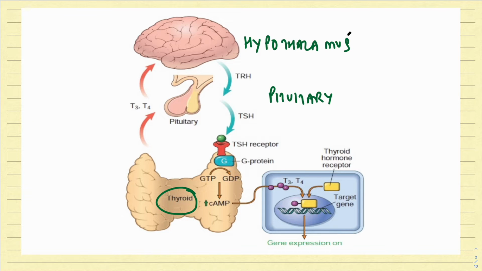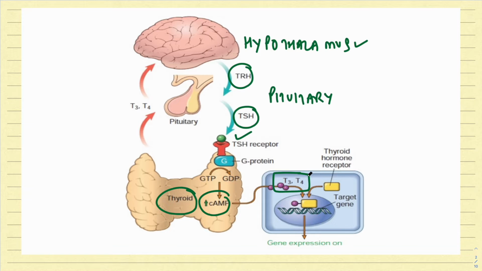Normally the hypothalamus secretes thyroid releasing hormone, which acts on the pituitary, and the pituitary releases thyroid stimulating hormone, which acts on the TSH receptor present on the thyroid gland, ultimately leading to an increased secretion of the secondary messenger cAMP, leading to the formation and release of T3 and T4 hormones, which act on their various body sites, as we can see in this diagram.